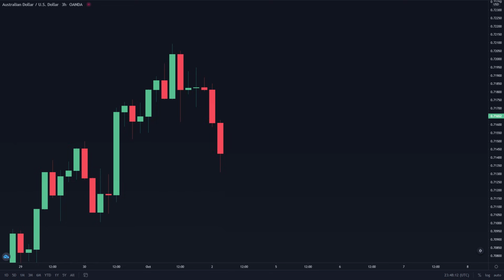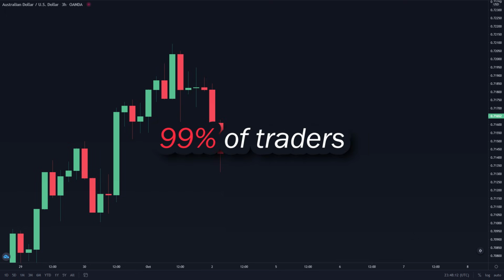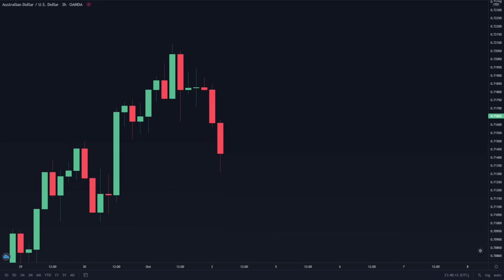Support and resistance is the most important technique to master when trading using technical analysis, yet 99% of traders still get it wrong. So why is it very important to understand?